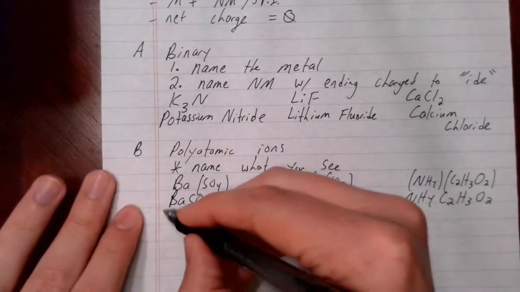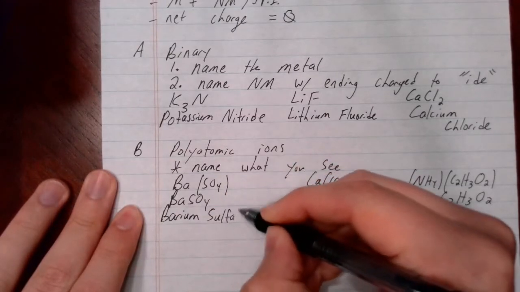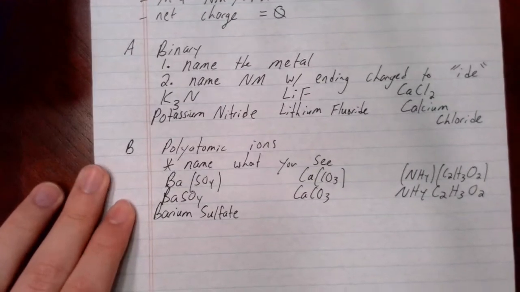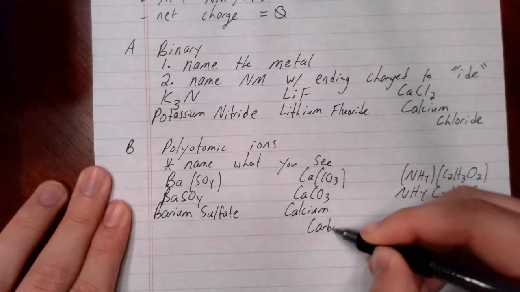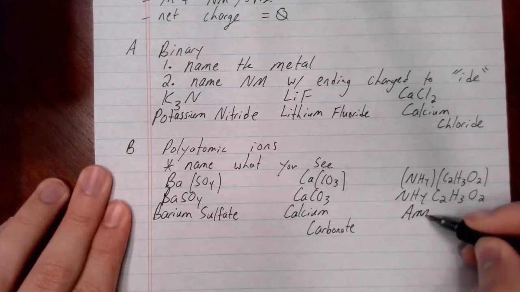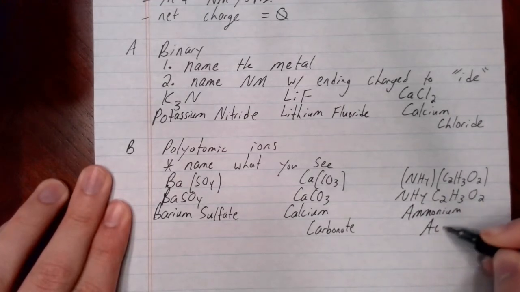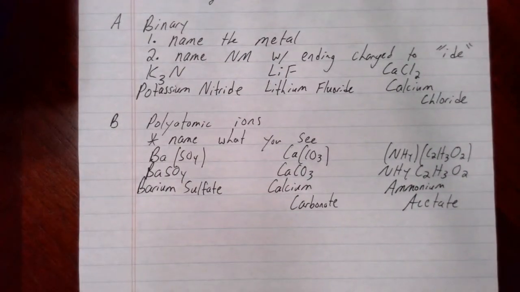So let's go through these. Just name what I see. Barium sulfate. Don't change anything, nothing fancy, just name what you see. Calcium carbonate. Nothing fancy, just name what I see. Ammonium acetate. You see that ionic compounds with polyatomic ions are very, very easy to name if you know your polyatomic ions, and if you don't, then this will be almost impossible to complete. Those are the first two groups of ionic compounds that we're going to name.